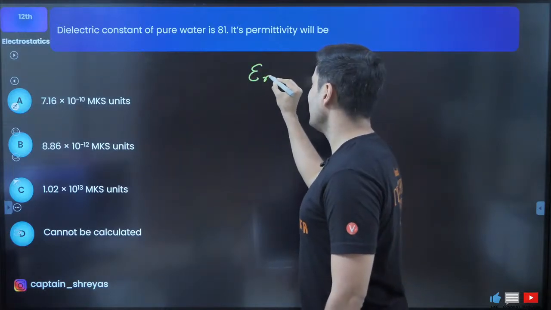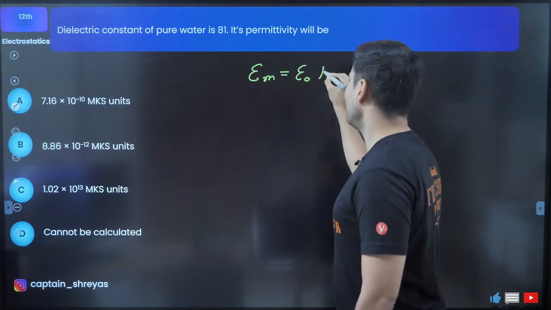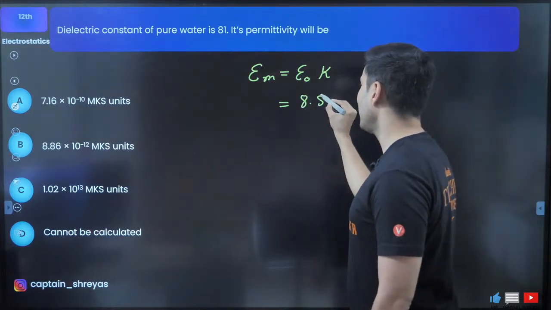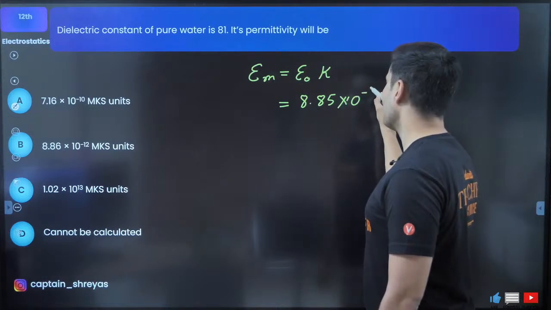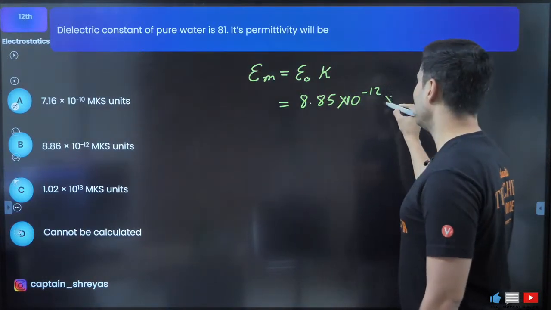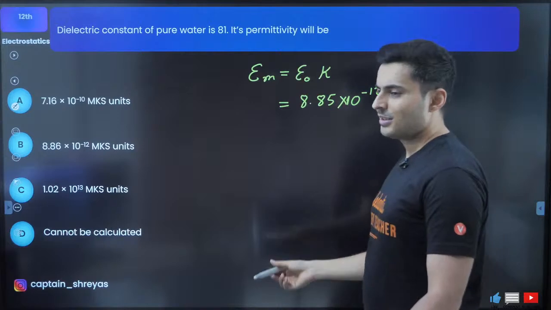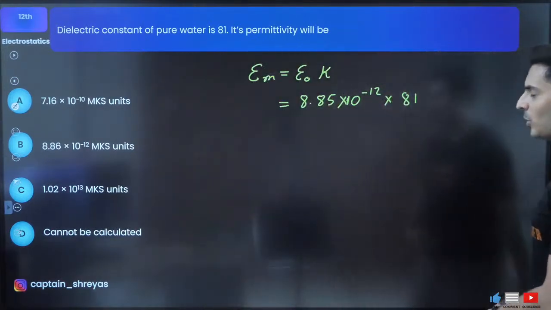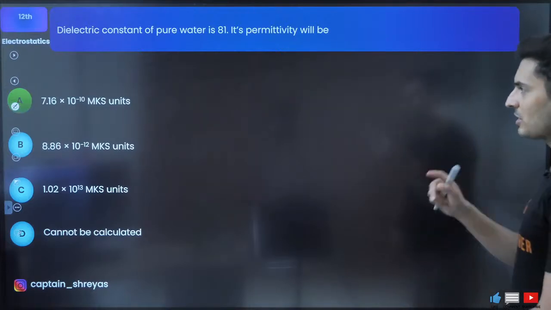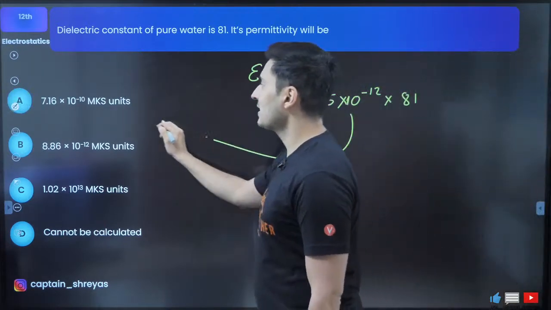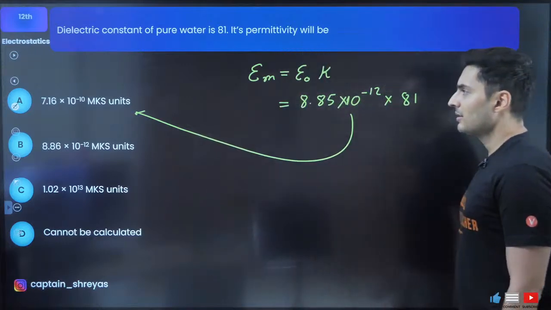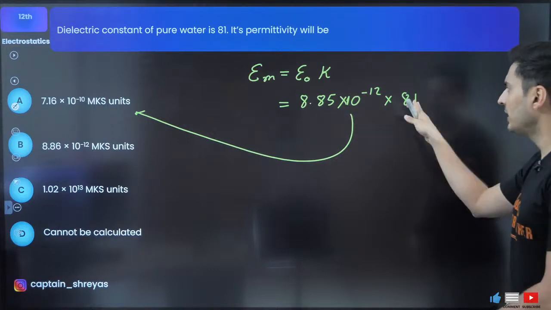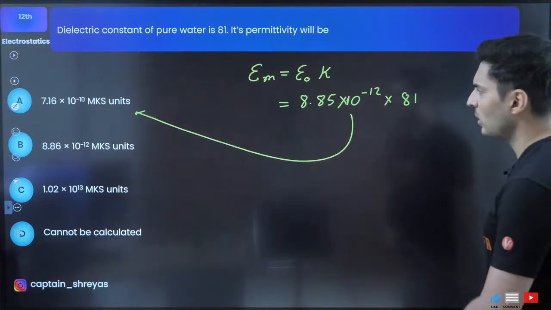The permittivity of any medium is permittivity of free space into K. Now the value of epsilon naught is nothing but 8.85 into 10 to the power minus 12, into basically 81. Let's do the math and you are going to get it, guys. Come on, try it out on your own. You can pause the video and watch it. Just check it out. It comes out to be 7.16 into 10 to the power minus 10 SI units or MKS units. Direct, straightforward. Just do 8.85 into 81. I think the powers of 10 will also get modified.